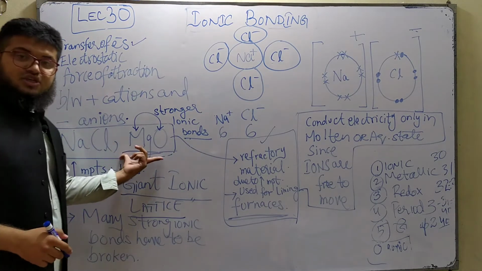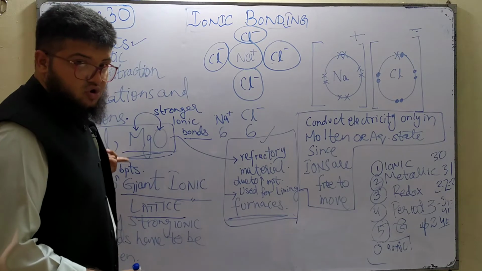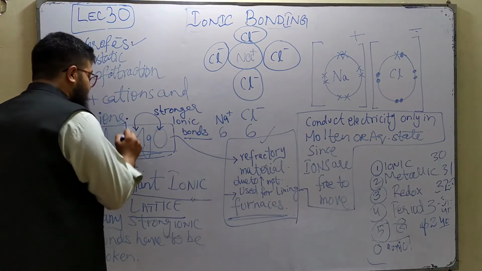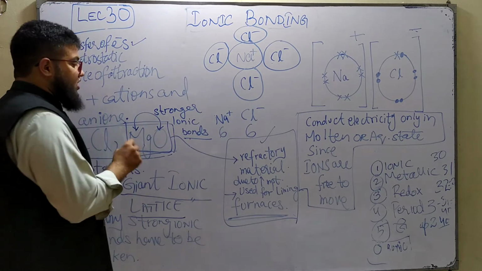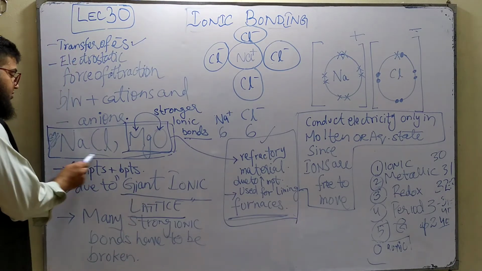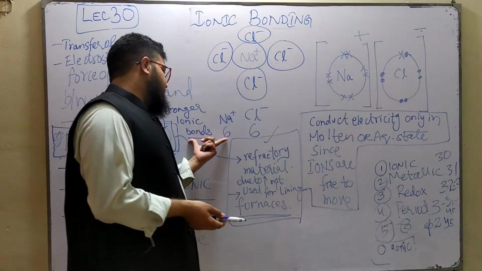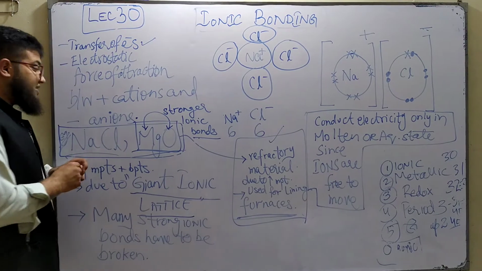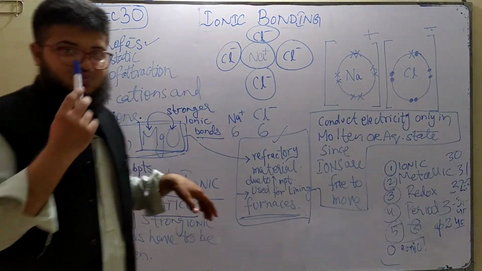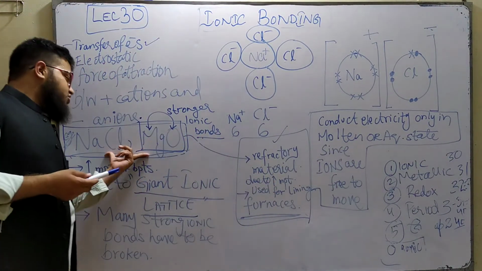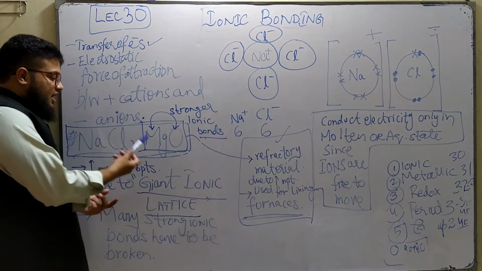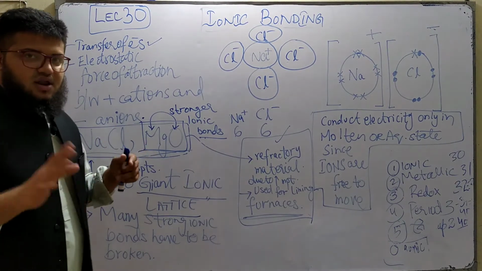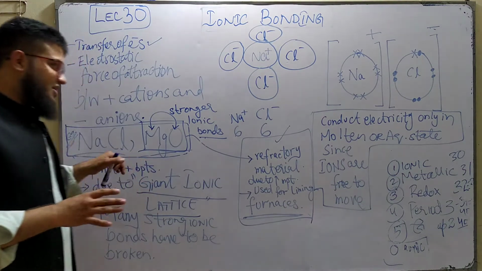If the ionic bonds in magnesium oxide are stronger than sodium chloride, that means that the melting point of magnesium oxide is actually higher than the melting point of sodium chloride, because more energy would be needed to overcome these ionic bonds. And this is a question that has been asked as well, the comparison between the melting points of these two compounds. But again, this is going to be covered in a lot more detail in inorganic chemistry.